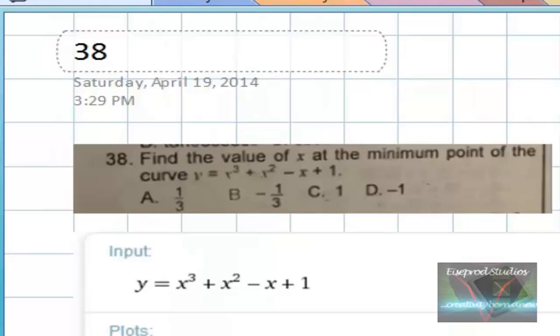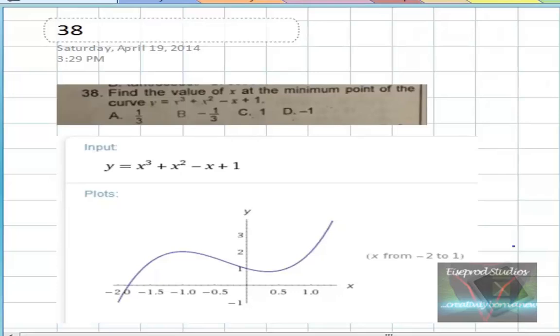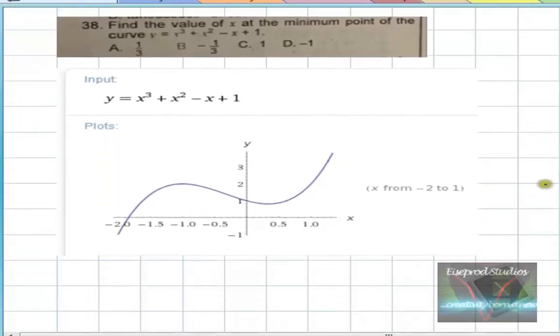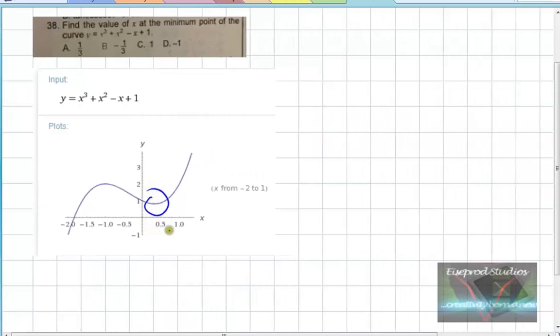So question 38 wants us to find the value of x at the minimum point of the curve y equals x cubed plus x squared minus x plus 1. So to help illustrate my point, I went on to Wolfram Alpha and I got this graph of the equation that they gave us. And so we can see that there's going to be a minimum right around here somewhere, but we don't know exactly what it is. We have to solve for it. But at least we know that the x value at the minimum is going to be positive. And it's probably going to be some fraction because it's less than 1.